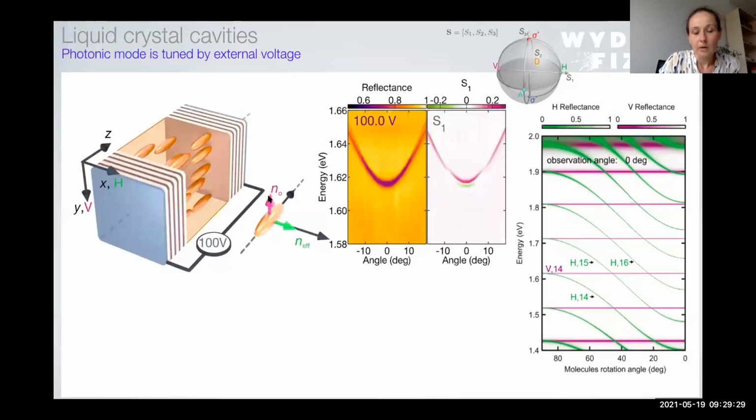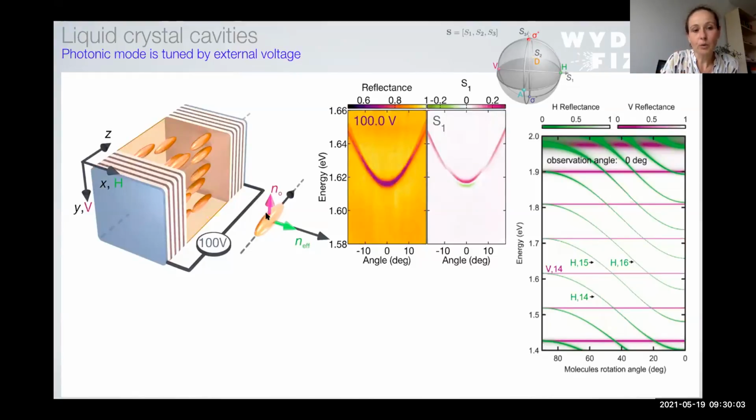So what we observe when we perform the reflectance experiment is a nice photonic mode, and it is slightly degenerate. When you probe the direction of the polarization, here I will plot only the S1 component of the Poincare sphere, the difference between the horizontal and the vertical polarization. So you see that we can have two linearly polarized modes.